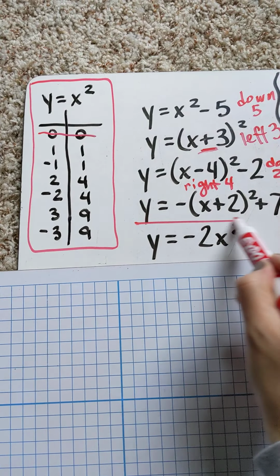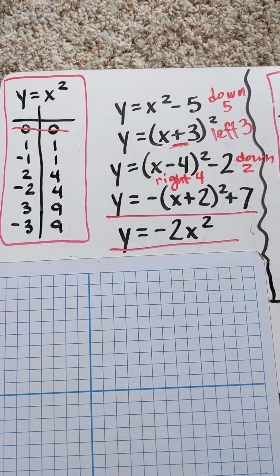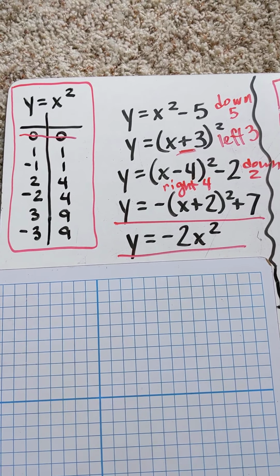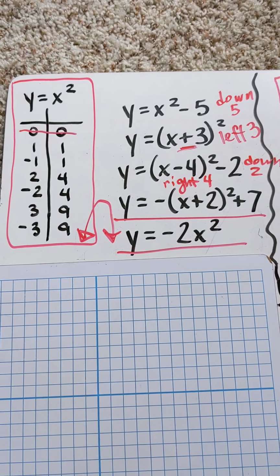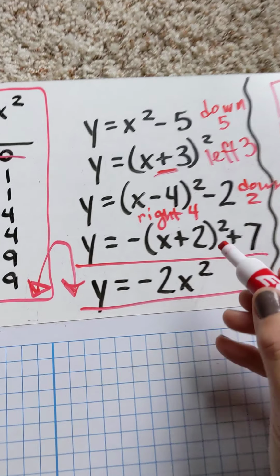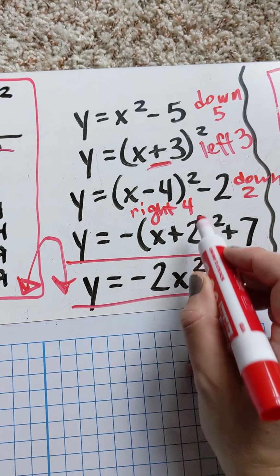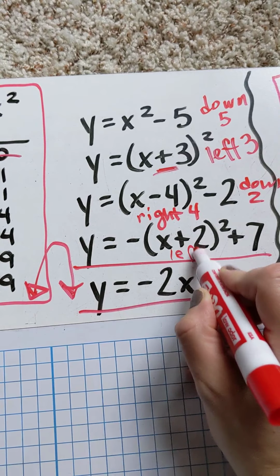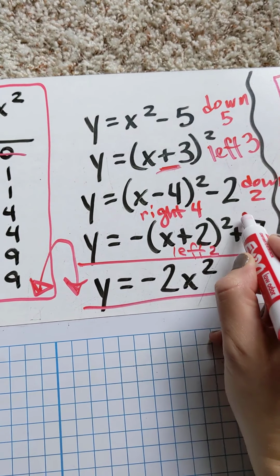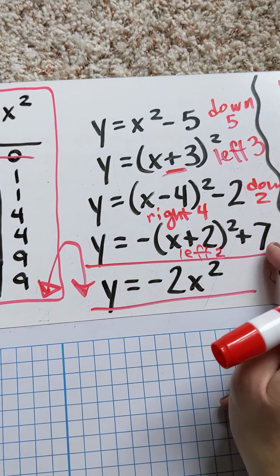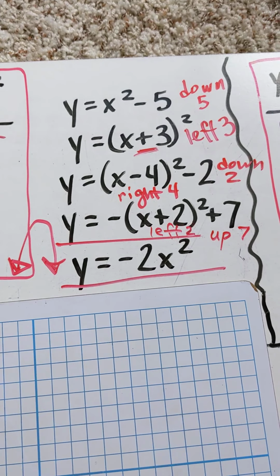All right, these next two, notice they have a negative in front of them. So instead of the parabola being upright, it's going to be upside down on both of them. Here we're still going to figure out how we move. So opposite of that, because it's in parentheses, would be left 2, but the number at the end is what it looks like. So that is an up 7. Sorry, I'm trying to figure out where to put it. Okay, so left 2 and up 7.